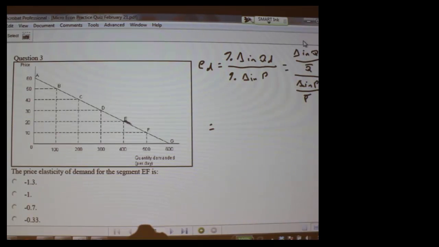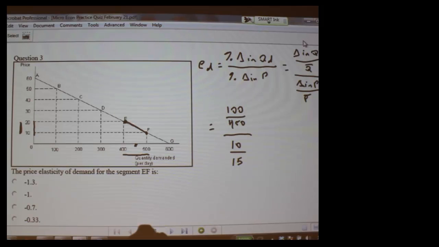Between here, E and F, what's the change in Q? It's 100. And the average Q is 450. And so you could calculate the percentage change, and what would you find it to be? 66? I don't think so. 22. But I would say, in fact, you don't even have to solve it. You could leave it as this. Because underneath that, you're going to put change in price, which is what? From here to here. Change in price is 10 over the average price, which is 15.